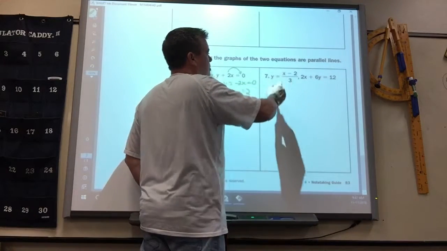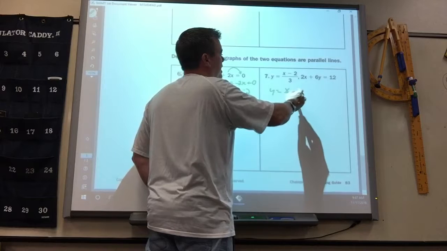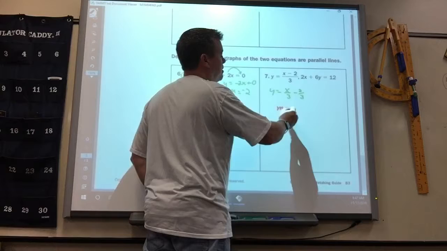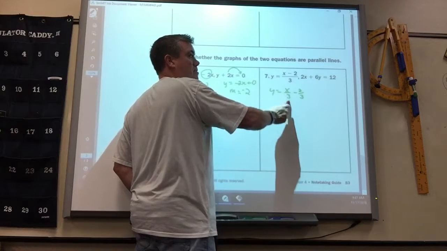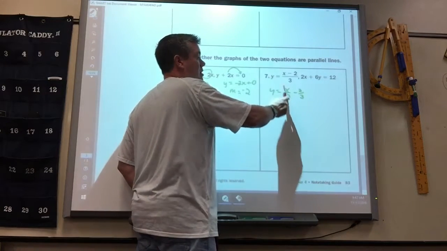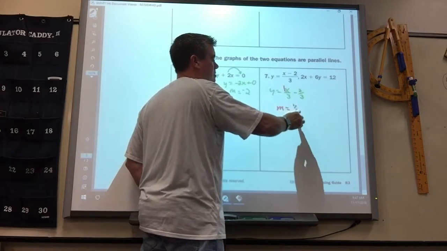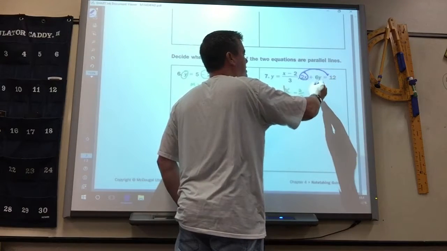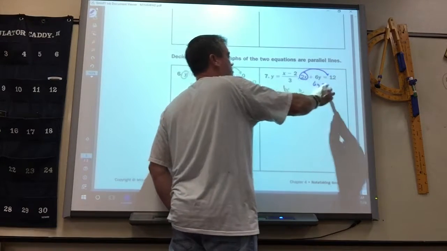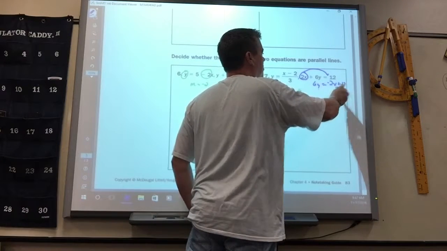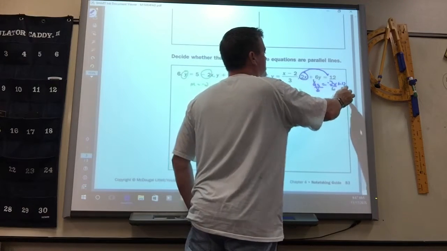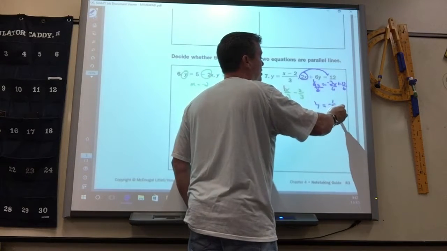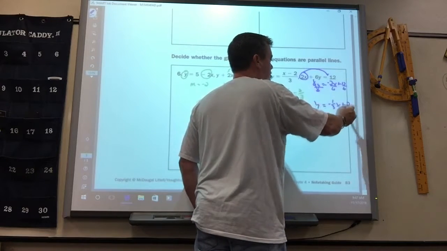Here, I would split this up, it'd be y equals x over 3 minus 2 over 3. So the slope of this is 1/3. If there's no number in front of x, put a 1 there. This one, I would have to move the x over, so I'd get 6y equals, this would change to minus 2x plus 12. Divide by 6. And negative 2 over 6 is negative 1/3 x, plus 12 over 6 is 2.